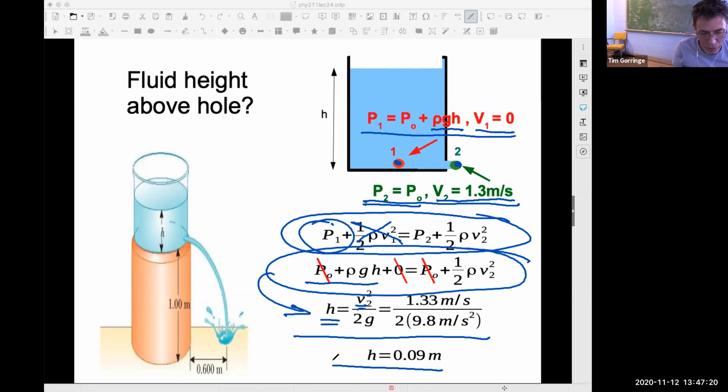Our class today was all about hydrodynamics, hydrostatics, why planes fly. Next class, we're going to move on to the very last topic in this module, which is periodic motion.